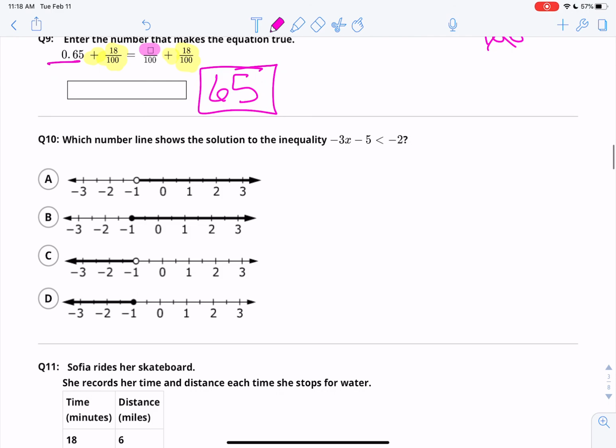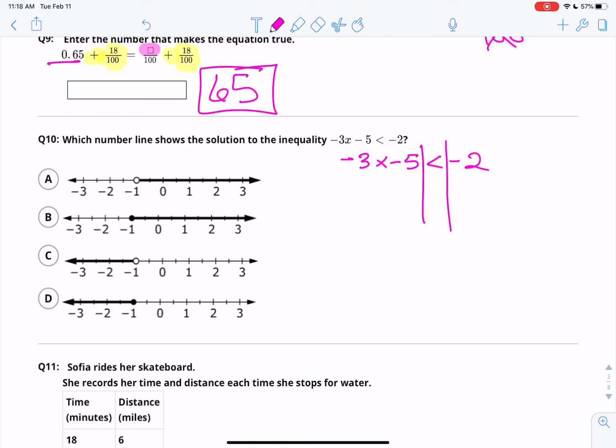Okay, 10. Which number line shows the solution to the inequality? So we have to solve it. We have negative 3x minus 5 is less than negative 2. Step 1, draw the river. Step 2, order of operations backwards. So we're going to take care of that minus 5 before we do the negative 3 times x, because subtraction comes before multiplication when you go backwards in order of operations.